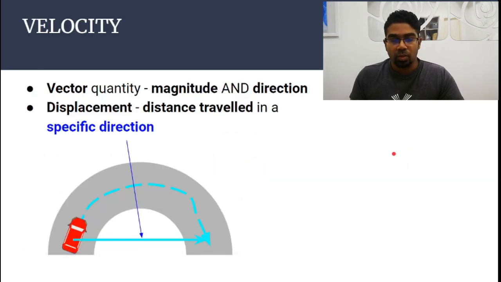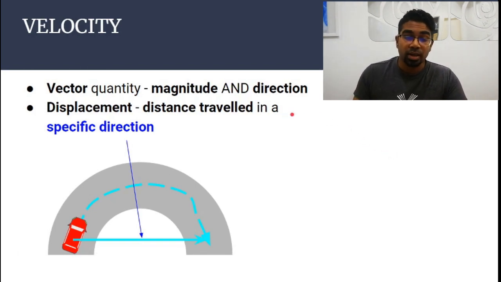Now velocity. What is velocity then? Velocity and speed are used interchangeably many times, but they are not the same thing. They are different. Velocity is a vector quantity. What is a vector quantity? A vector quantity is a physical quantity that has both magnitude as well as direction.